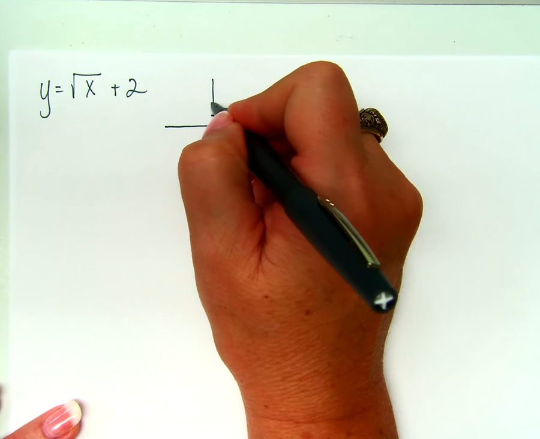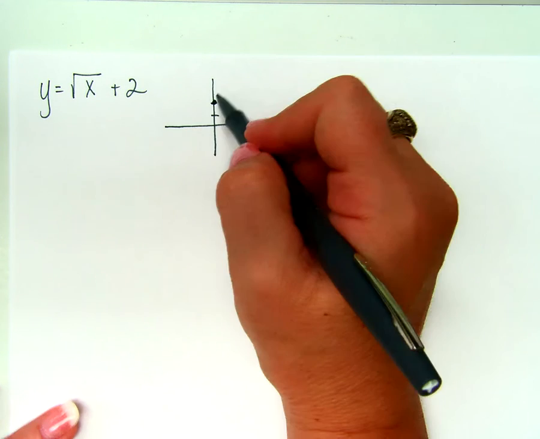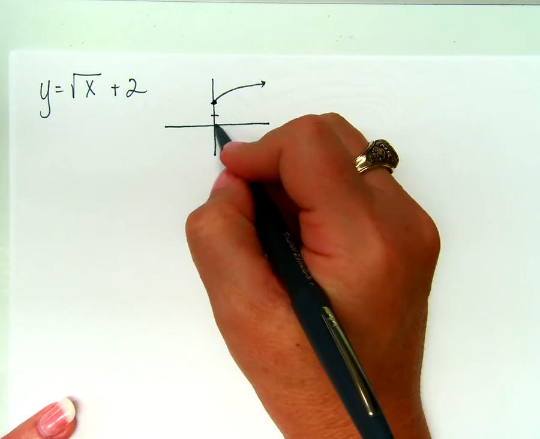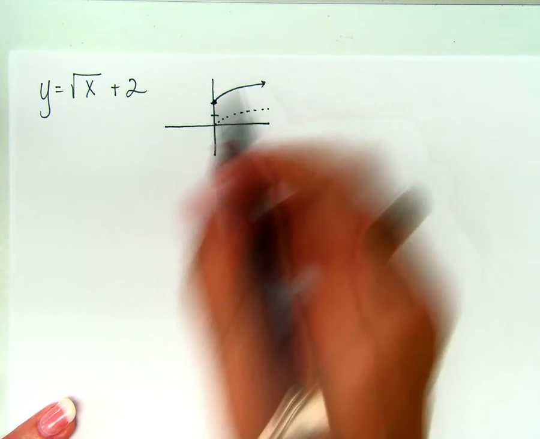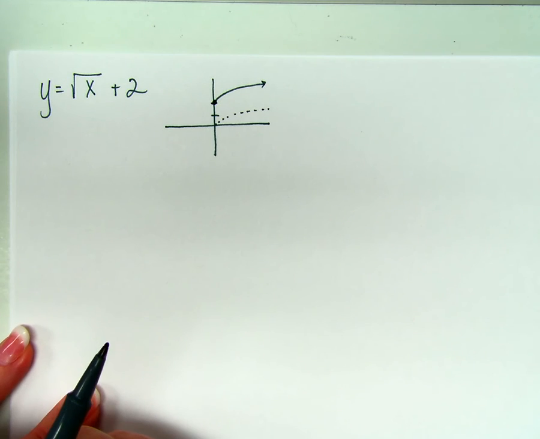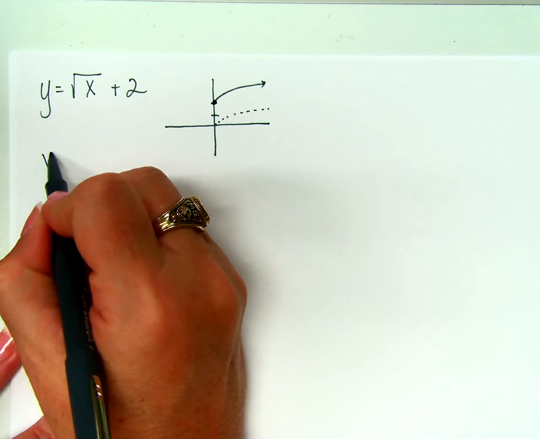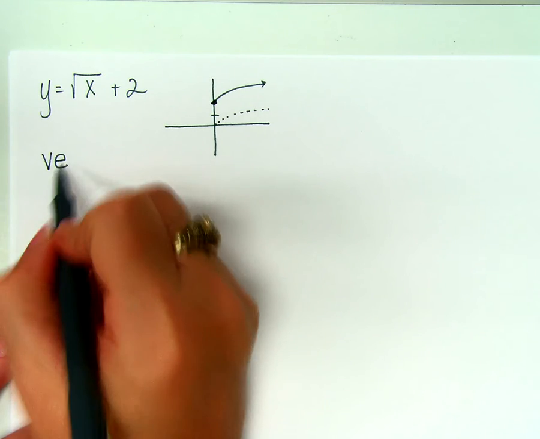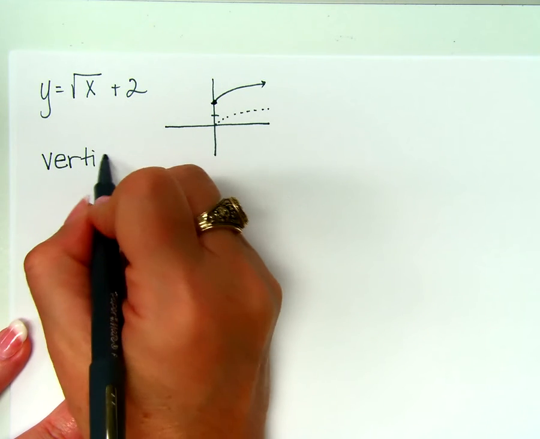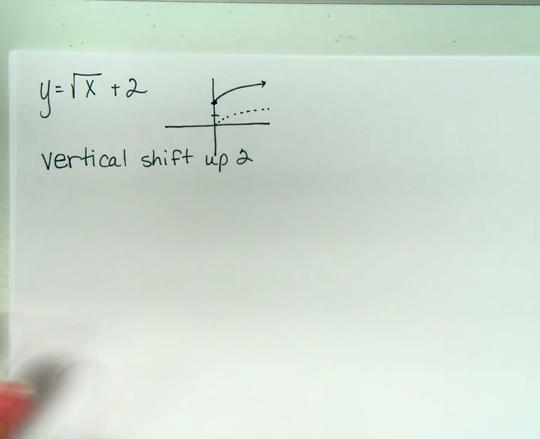It's up 2. And then, is it parent function shape? Does it have any multipliers with it? No, so it's just parent function shape, right? So here was the parent function, and then there's the new function up 2. What are the words that go along with this? How does it move compared to its parent? Vertical. Up 2. What's the most important letter in that sentence? F. You got to remember your F's.